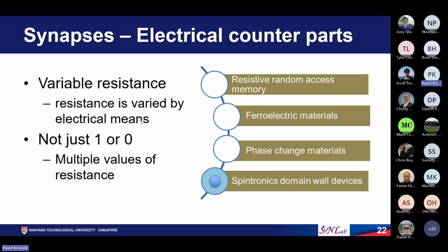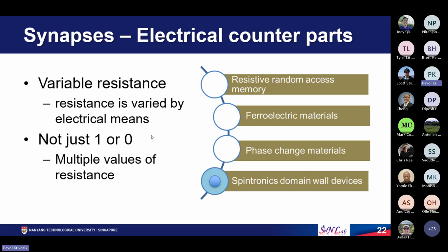And this is an electronic circuit. So we should be able to change the resistance of the device, the synaptic device, using electrical means. We should be able to change the resistance with a current pulse or voltage pulse. So these two are the requirements needed to consider a material for synaptic application in neuromorphic computing.